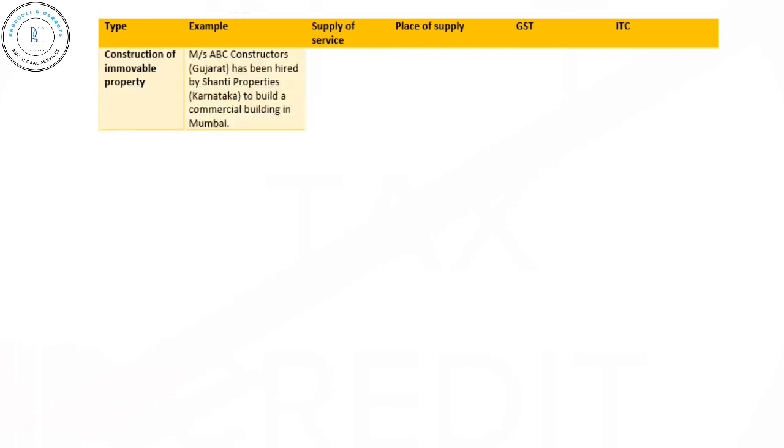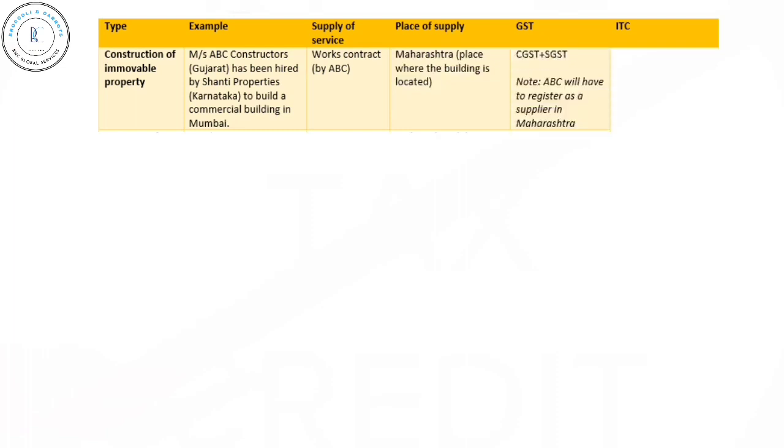Type. Construction of immovable property. Example. ABC Constructors, Gujarat, has been hired by Shanti Properties, Karnataka, to build a commercial building in Mumbai. Supply of service. Works contract by ABC. Place of supply. Mumbai, place where the building is located. GST. CGST plus SGST. Note. ABC will have to register as a supplier in Mumbai. ITC available as ABC will have to register.